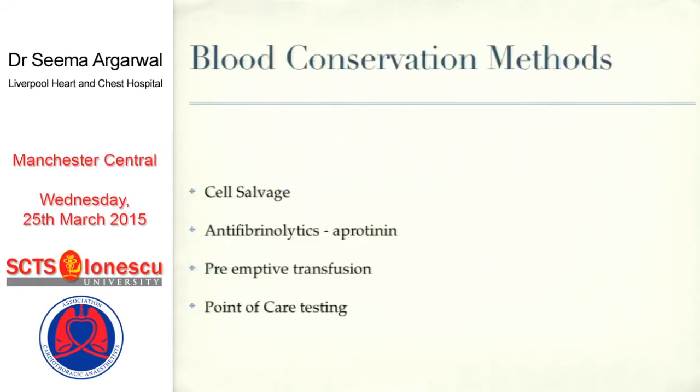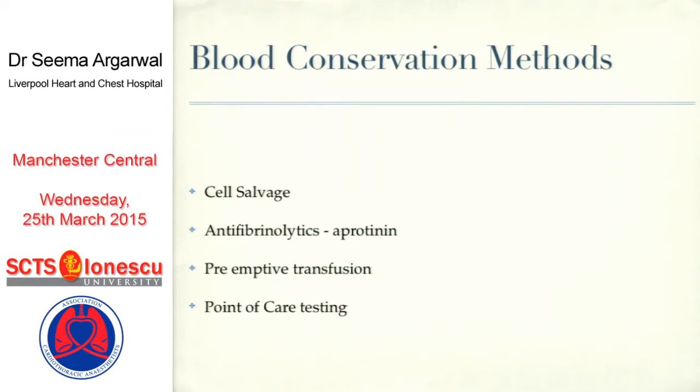So given the fact that we have all those problems with coagulation, what are we going to do about it? These are historically the things we've done. We've used cell salvage, we use antifibrinolytics, and we do use quite a lot of aprotinin. We use preemptive transfusion, and we base it all on point-of-care testing. But given the fact that we do all of those things and we still have very high transfusion rates, is there anything else that we can do?